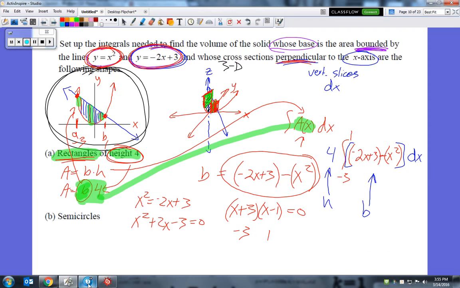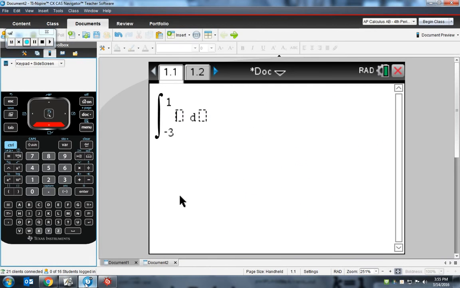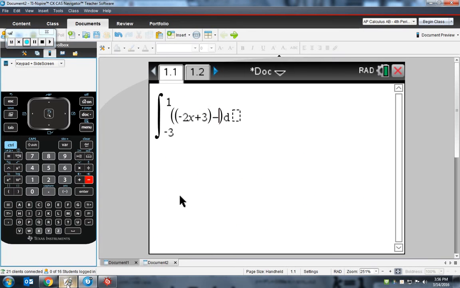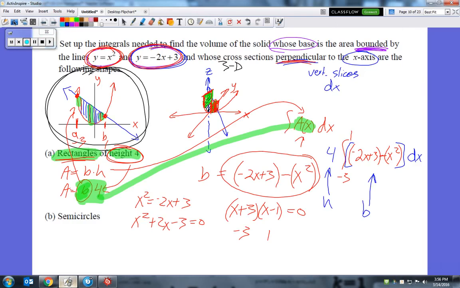And the function going back was negative 2x plus 3. So I'm going to go ahead and put that in parentheses. Negative 2x plus 3, close, minus, and it's going to be the x squared. And I'm just going to get in the habit of putting the parentheses on, especially this next one right here, this x squared piece, because this negative will sometimes distribute.